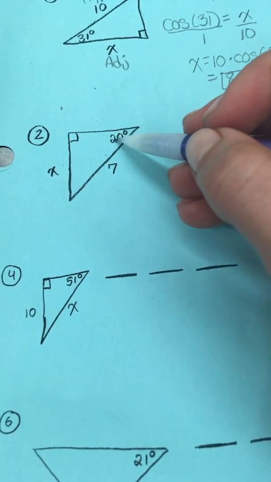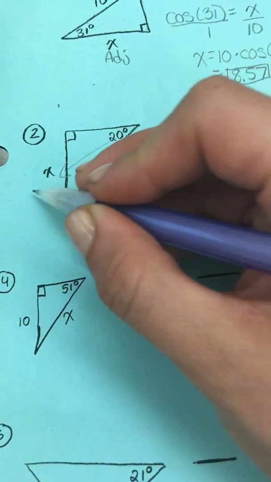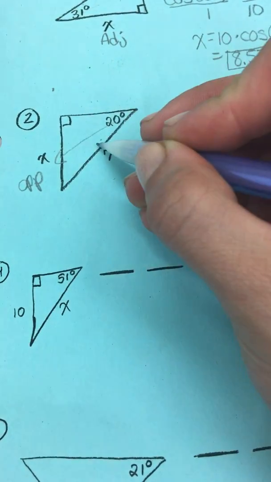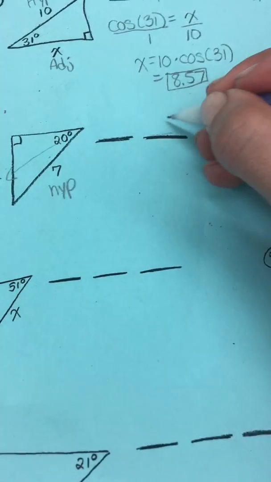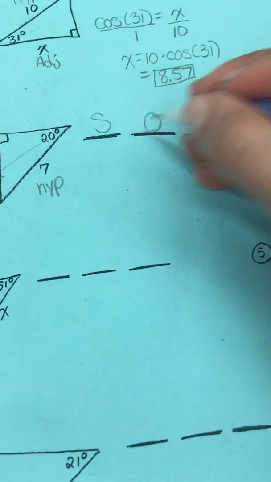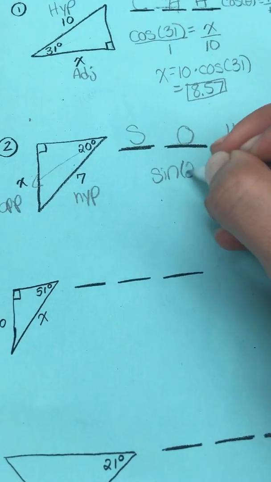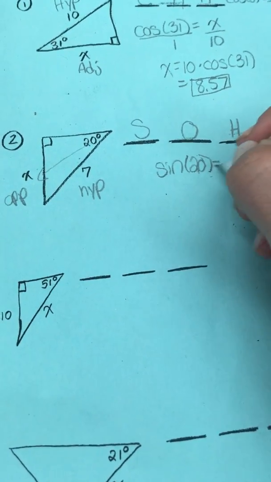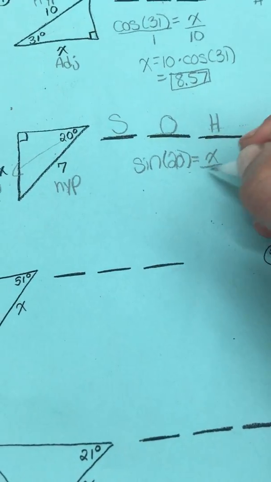Next, let's look at what we have. So 20 degrees is our angle. It seems we do have the opposite, it's X. And this is opposite the 90, so that's the hypotenuse. So we have O and H, which means we're using SO, and SO tells you to use the sine function. So sine of the angle, 20 degrees, equals opposite over hypotenuse. That would be X over 7.